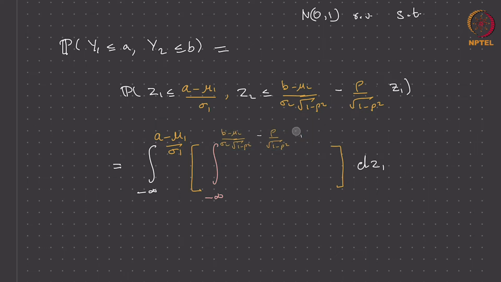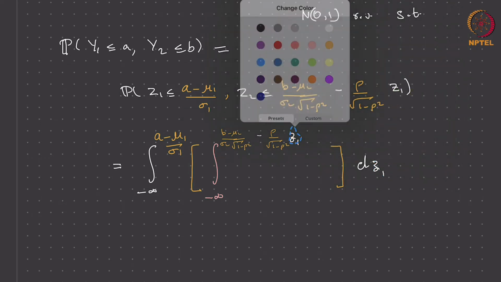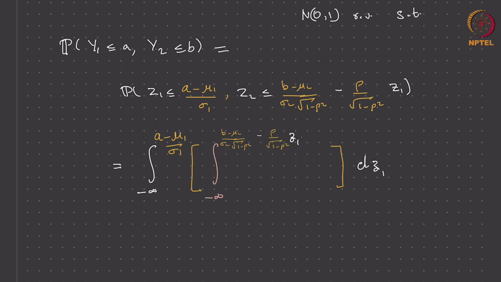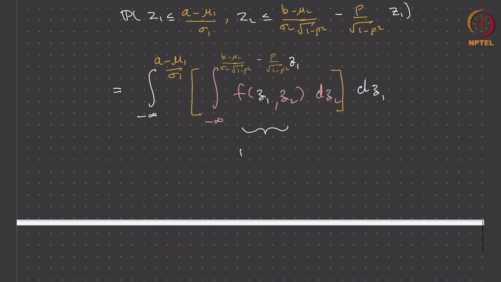So let me make it look a little different. Let me call this a little z1. So z2 goes up to a little z1. And the inside is going to be, let me call this f at the point z1 and z2, and I'll have dz2 inside. Right? This is how it's going to look. But what is this quantity right here? This quantity right here is the joint PDF of z1 and z2.